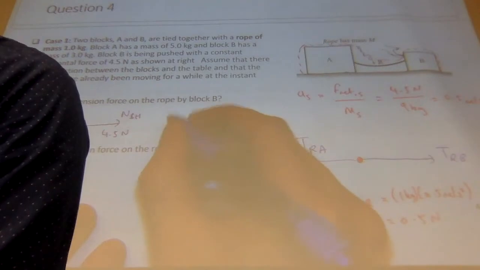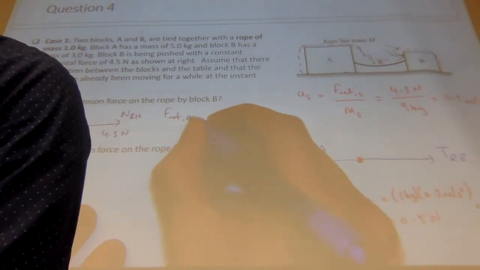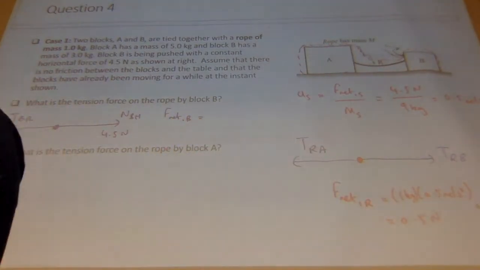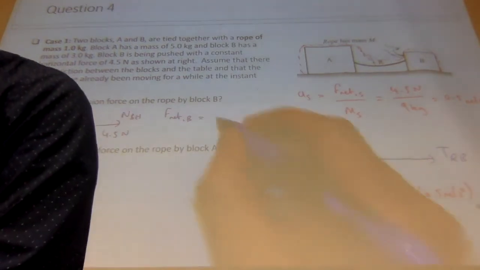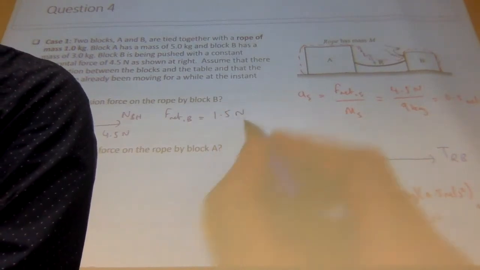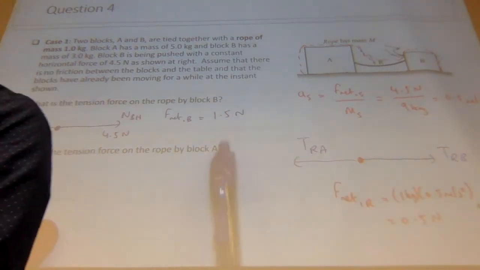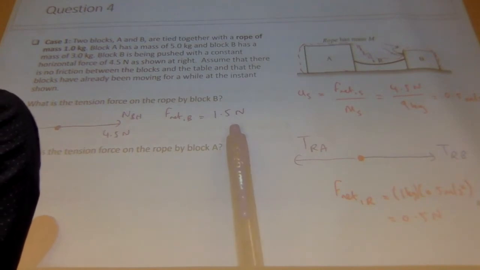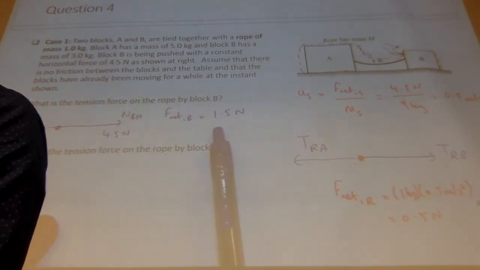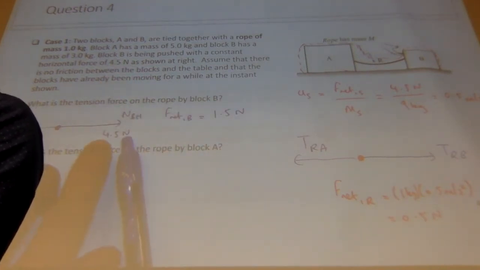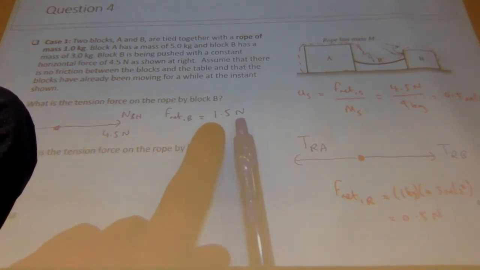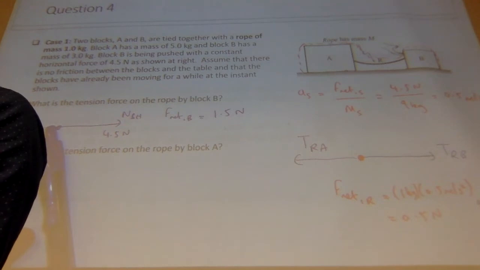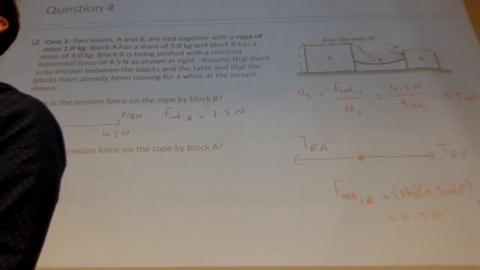What is the net force on B? 1.5. So that's where 1.5 newtons comes in. So the net force on B is 1.5 newtons to the right, mass times acceleration of B. So if I have a 4.5 newton force to the right, but I only want the net force to be 1.5, how big is TBR? 3, right?